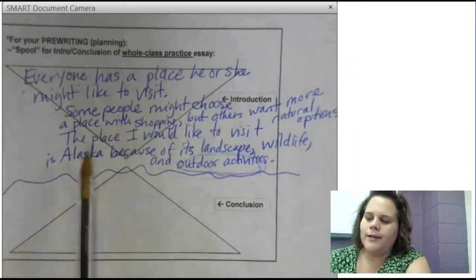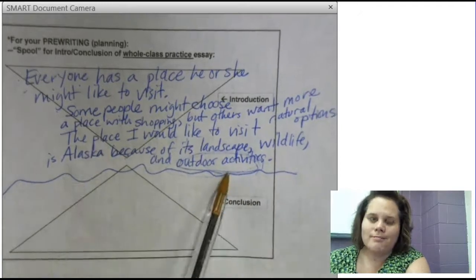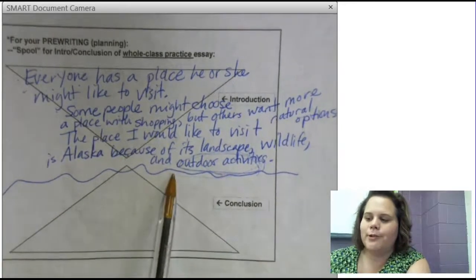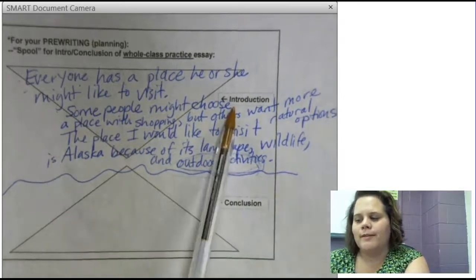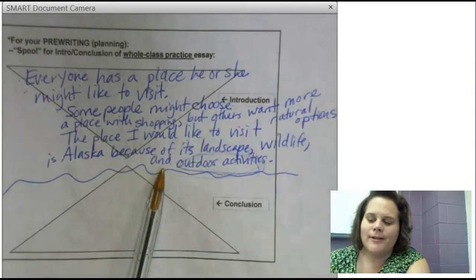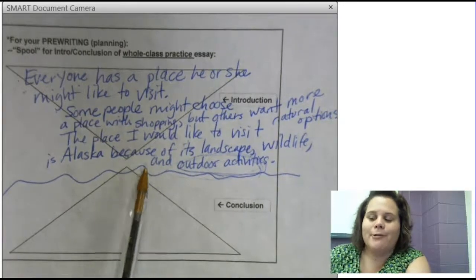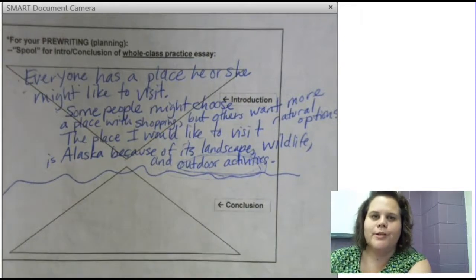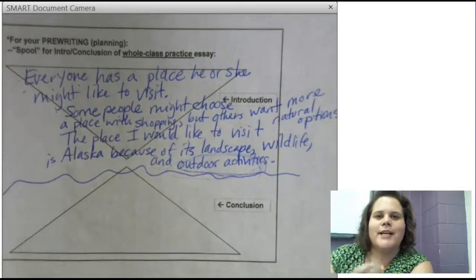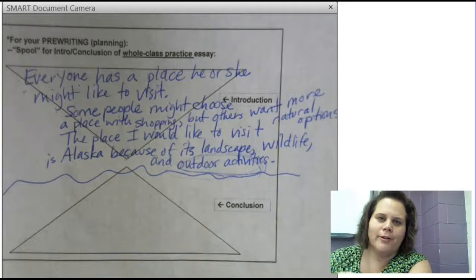And then I'm going to say, okay, well, this place has natural options. So I've kind of bridged it. You wouldn't want to say, some people want the beach and others want the mountains, and then talk about a place that's neither. Unless you say, but I would really like neither. I want a place, blah, blah, blah. You want a bridge. You want it to flow. It's kind of like a flirtation. You want to flow your paper together.